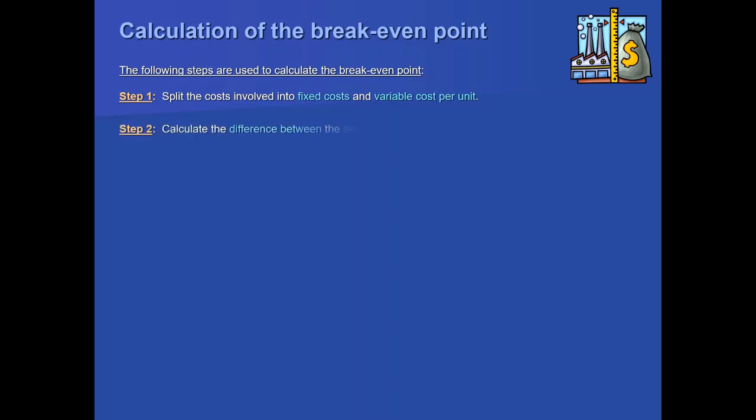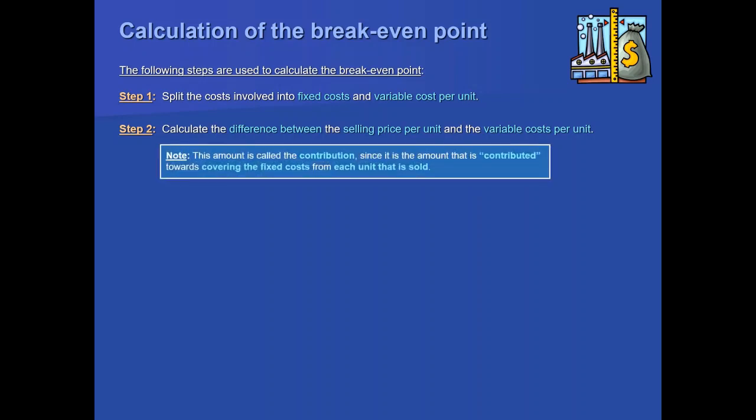So let's do a calculation of the break-even point. The following steps are used to calculate the break-even point. Step 1. Split the costs involved into the fixed and the variable costs per unit. Step 2. Calculate the difference between the selling price per unit and the variable cost per unit. This amount is called the contribution, since it's the amount that is contributed towards covering the fixed costs from each unit that is sold.